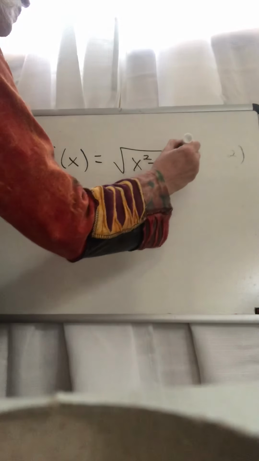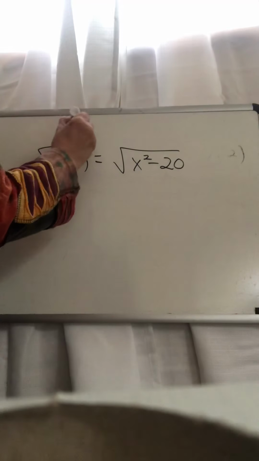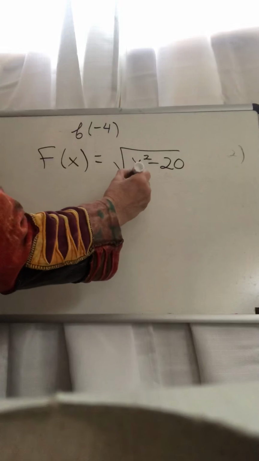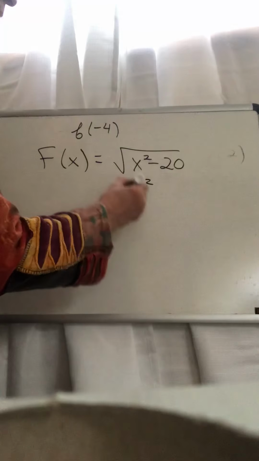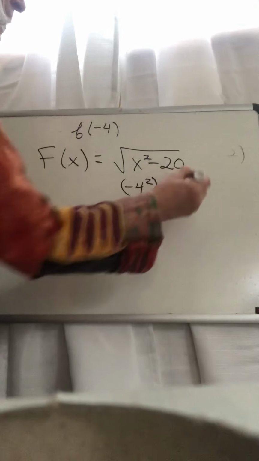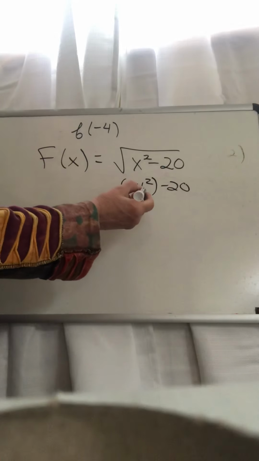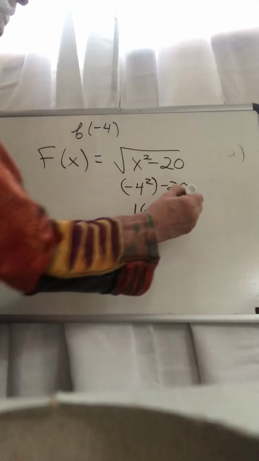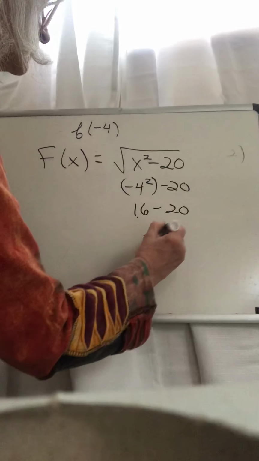And it says f of x is equal to the square root of x squared minus 20, and they're saying f is equal to a negative 4. So we'll substitute the negative 4. A negative 4 times the negative 4 is a positive 16. 16 minus 20 would give us a negative 4.